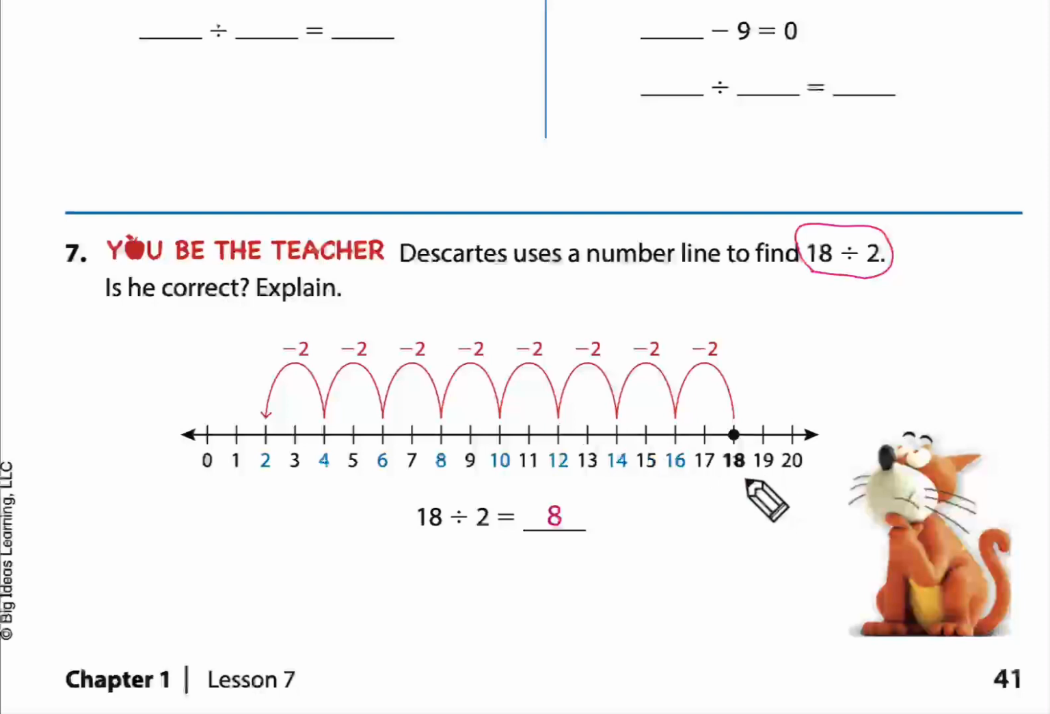So let's see first what he did. He started at 18, right? He started at 18. And he counted back by 2's. He subtracted 2 each time. Minus 2, minus 2, minus 2. Okay, but as you can see here, he didn't reach 0. Did he? No! He stopped at 2. So, no, of course, he did it wrong.